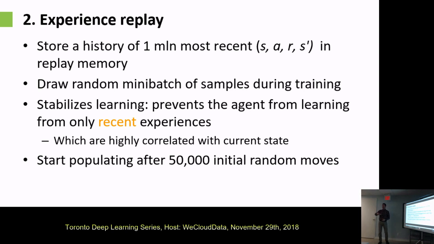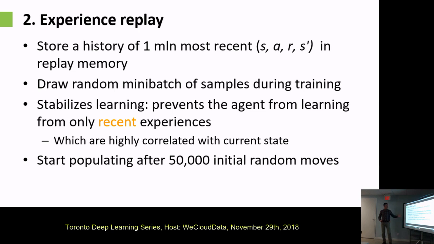So you collect that information and you keep a history of that. You keep some kind of a buffer. And they had a buffer of 1 million most recent transitions like that. And when you train, instead of training on only the recent experiences, you take a random sample from here. They had a mini batch of 32. You train the network on a random sample of these experiences.